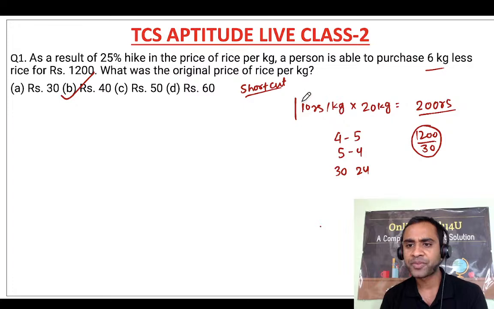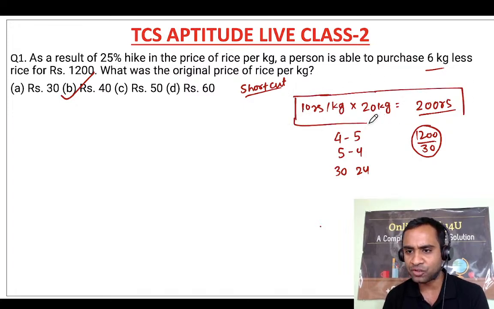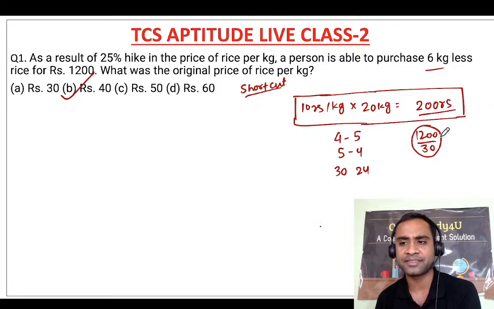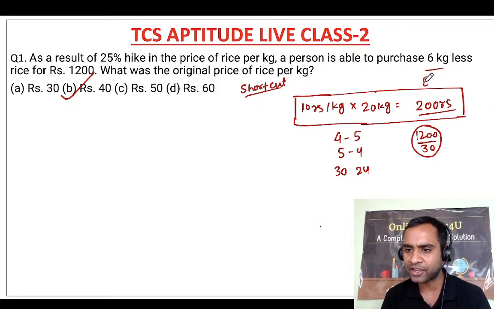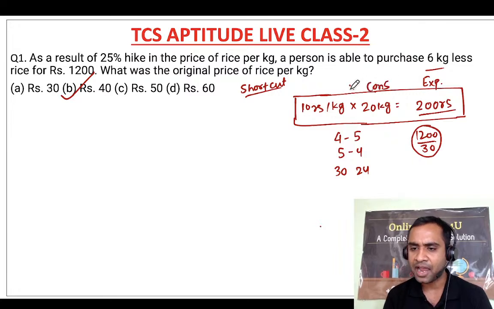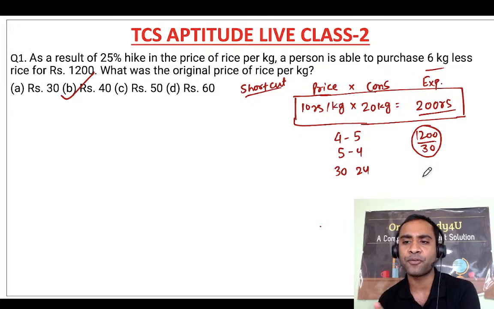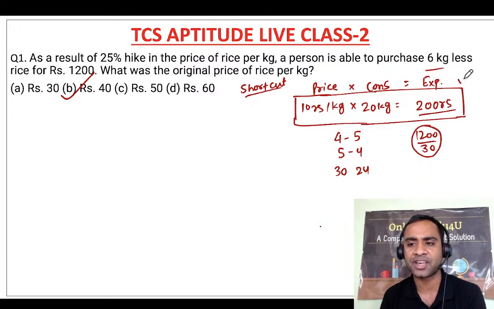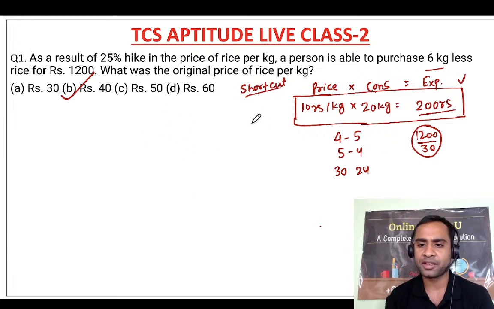Suppose the price of rice is 10 rupees per kg and you are consuming 20 kg rice in a month. That means the total expenditure you are doing is 200 rupees. This is your consumption, and this is nothing but price. So price into consumption will be equal to your expenditure. You can understand this, right? As a result of 25% hike, what will 25% be equal to, my dear friends?